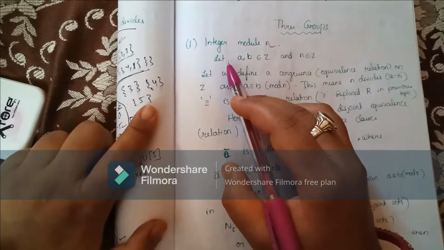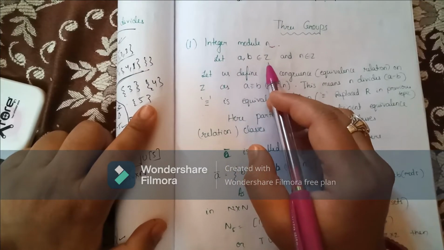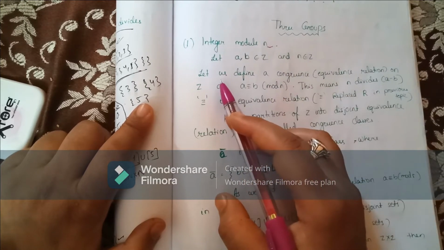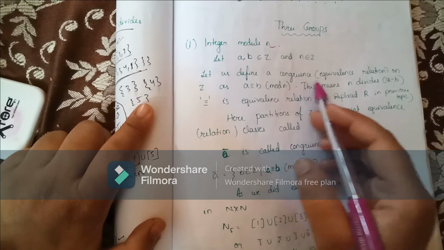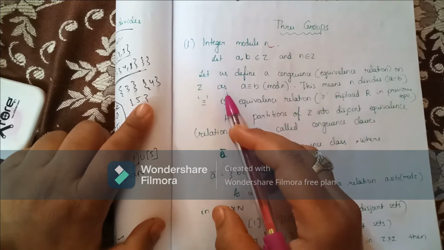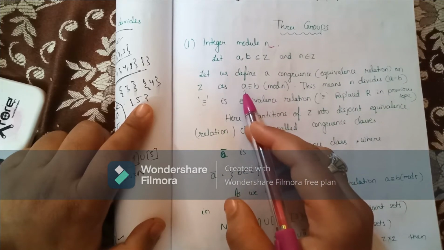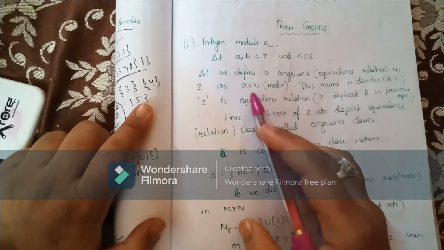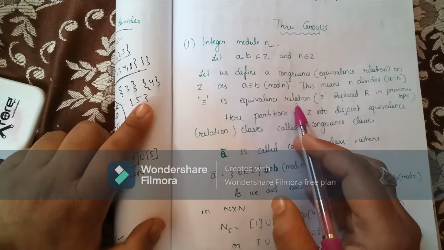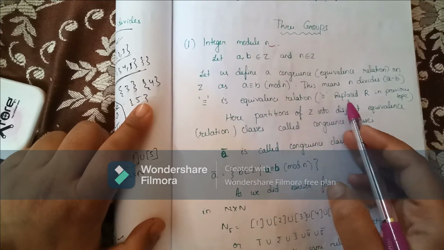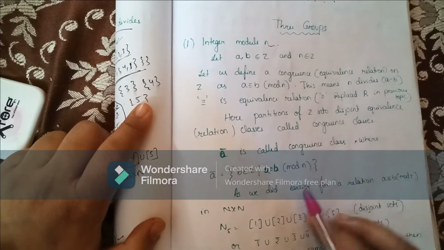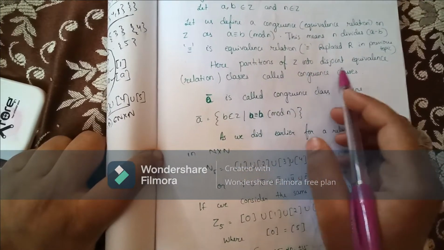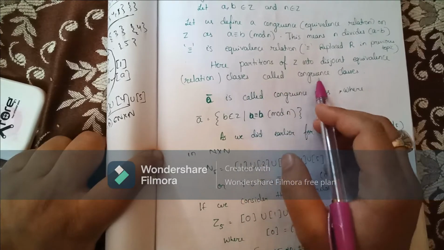Just go through it. Let a and b be elements that belong to the integers, and n also belongs to the integers. Let us define a congruence or equivalence relation on Z as a is congruent to b, or a is related to b modulo n. That means n divides the difference of a and b. This is an equivalence relation, and this congruence replaces R from the previous topic. Here the partitions of Z into disjoint equivalence classes are called congruence classes.